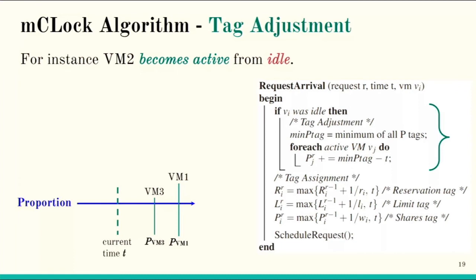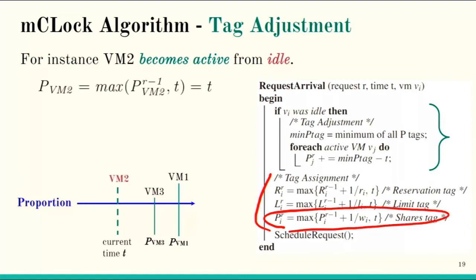Okay, and based on this pseudocode, we will assign by using this formula. We will assign VM2's P equal to the maximum, and the maximum will be T here because there is no request, so there is no increment here. Okay, this first term will be small. So the maximum will choose this T value here.